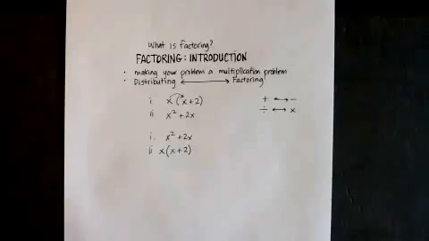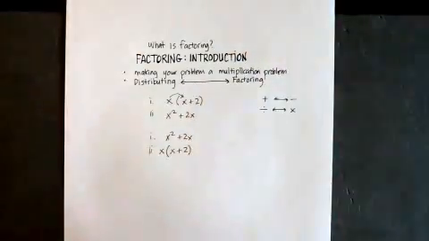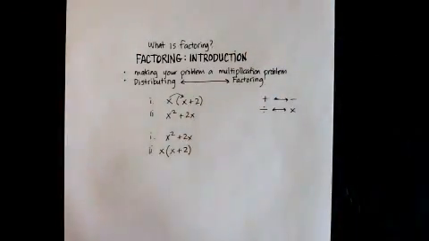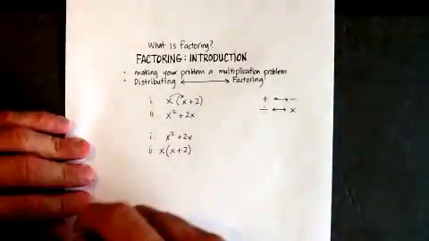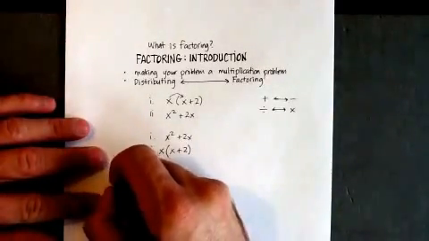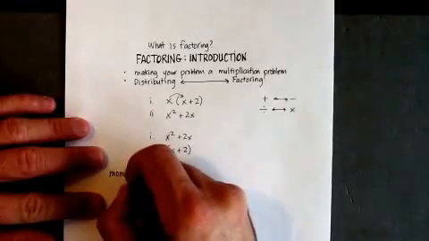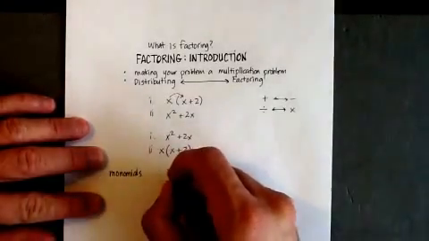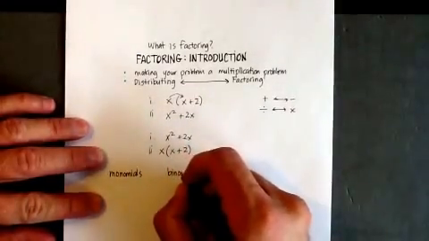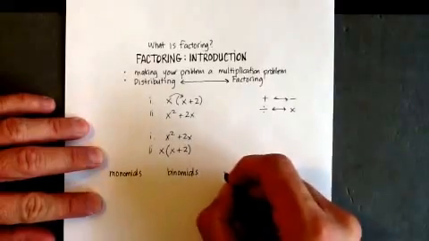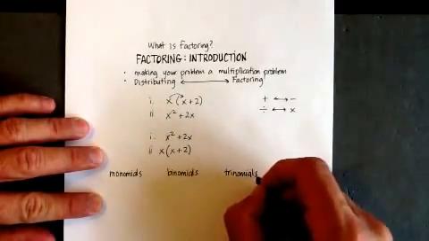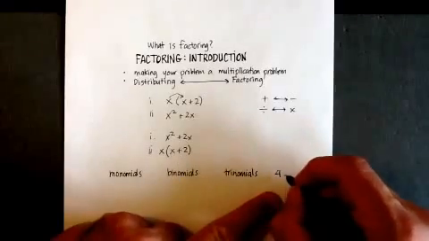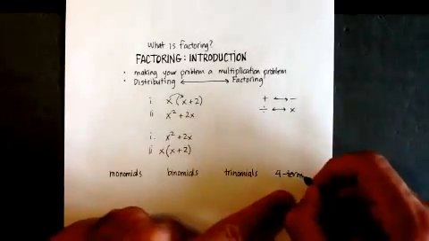Now, the last thing I want to talk about in this brief introduction is the type of terms that you're going to end up needing to factor in an algebra class. The terms are what we call monomials, binomials, trinomials, and what I call four-term polynomials.